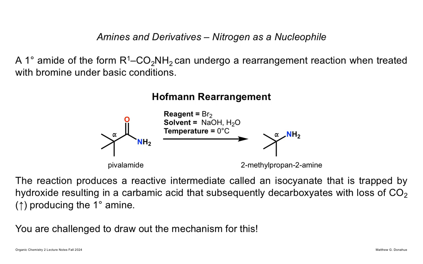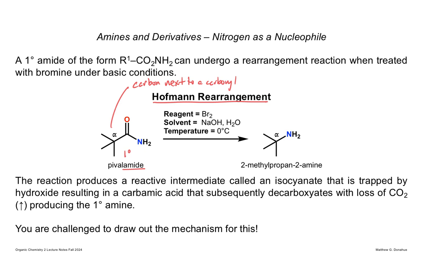So another reaction to make amines is called the Hofmann rearrangement. And this actually starts with an amide. So here we have a primary amide. There's 1 carbon bonded to the nitrogen, so a primary amide. And now a new piece of nomenclature. The alpha carbon is the carbon next to a carbonyl group.